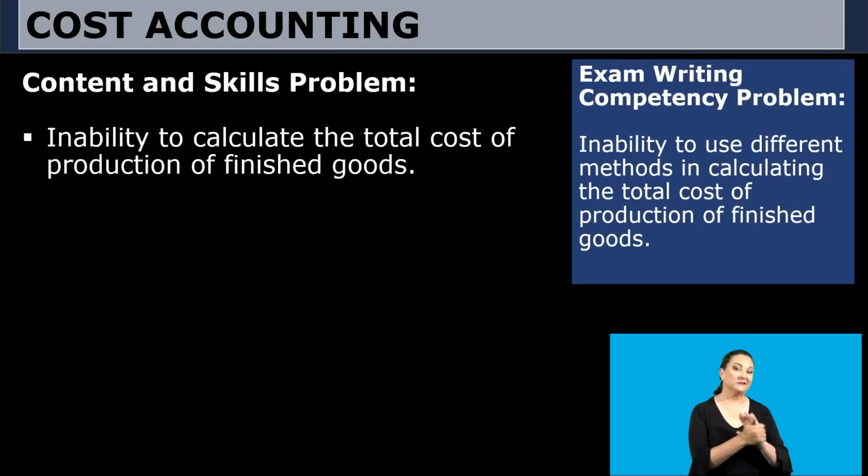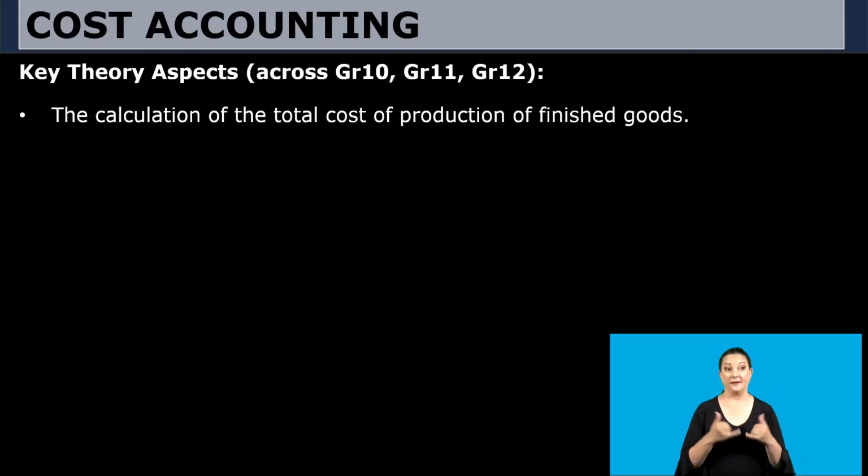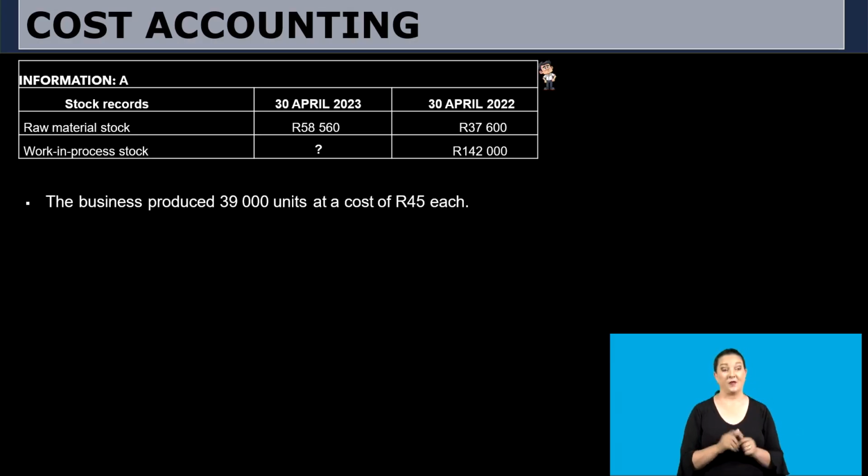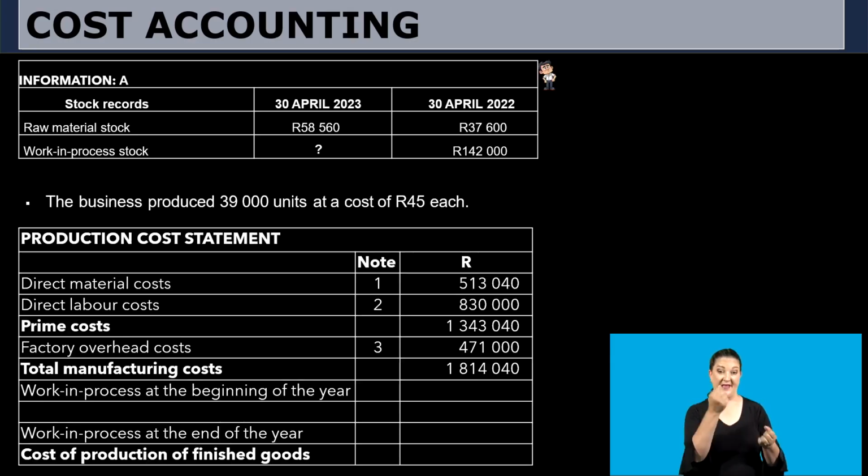Welcome back from the ad break. Here is some content and skills problem. We are now going to complete our production cost statement. Remember, we have already done our direct material cost, our direct labor cost, and our factory overheads. So now we have come to the bottom part of our production cost statement. Here we are given work in process stock. Work in process stock at the beginning is 142,000, so I'll put 142,000 here.